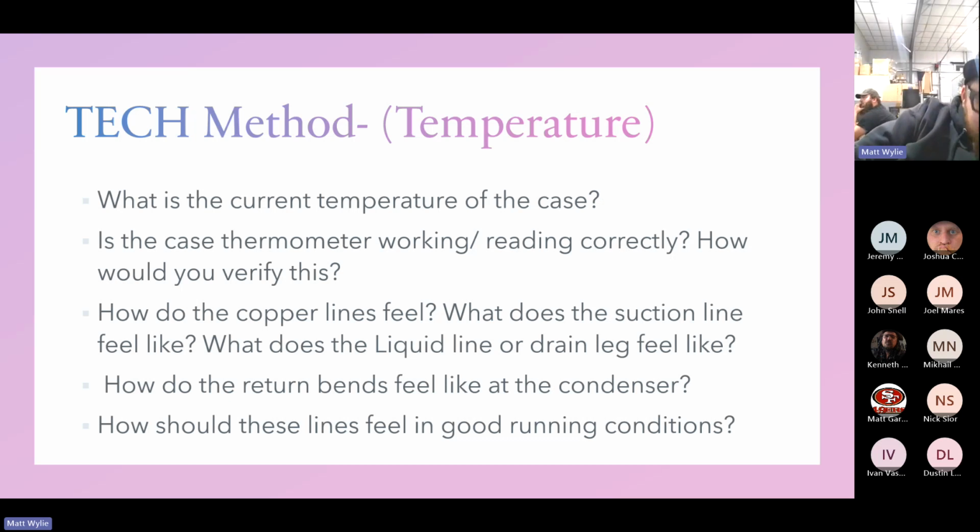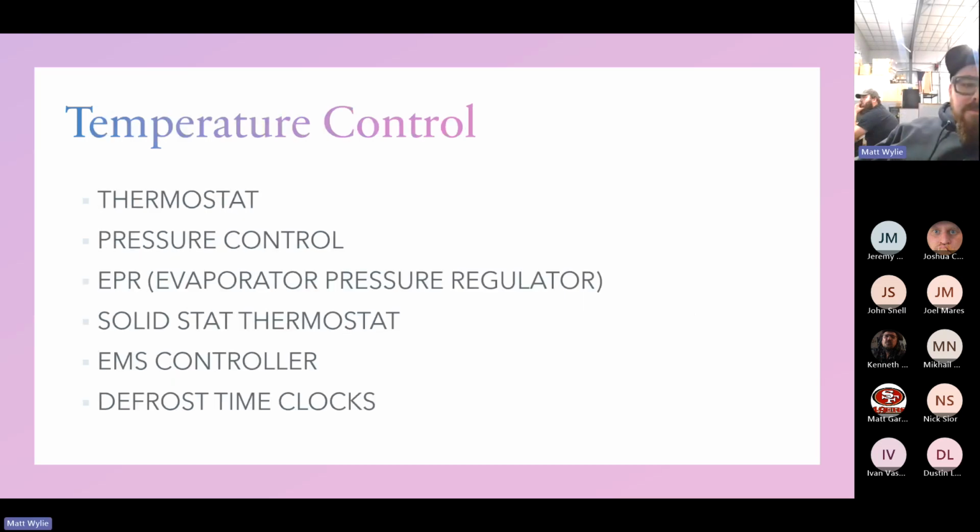And then temperature controls. Basically types of temperature controls: thermostat, pressure control, EPR, evaporator pressure regulator, solid state thermostat, EMS controller, and then defrost clocks.